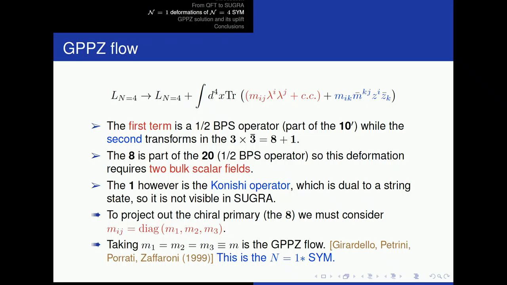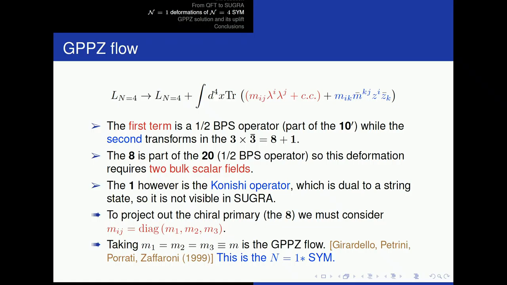One can project this out by considering this matrix M, which in general is symmetric traceless. It's symmetric; just consider the diagonal elements. If M is diagonal, this projects out the 8. Now there's still a 1, and this one is the Konishi operator. In the supergravity limit, the Konishi operator decouples, so it's not going to be visible. We don't have to worry about the Konishi, although this may be related to the fact that we'll see later that the actual solution turns out to have a naked singularity. To really describe the system, in principle, we have to have access to the Konishi.